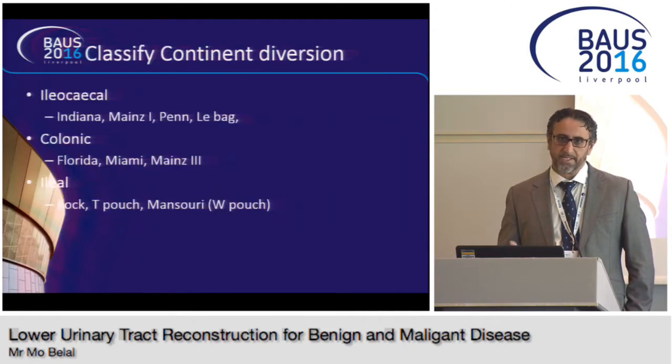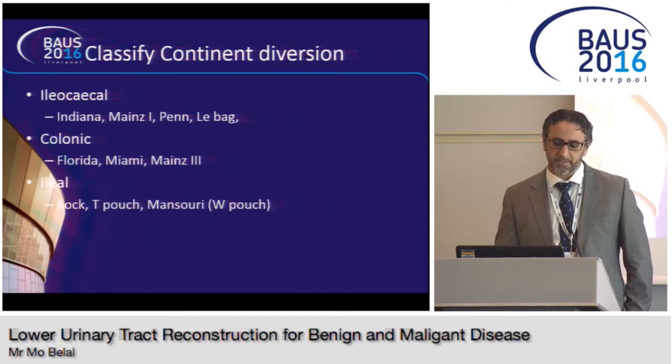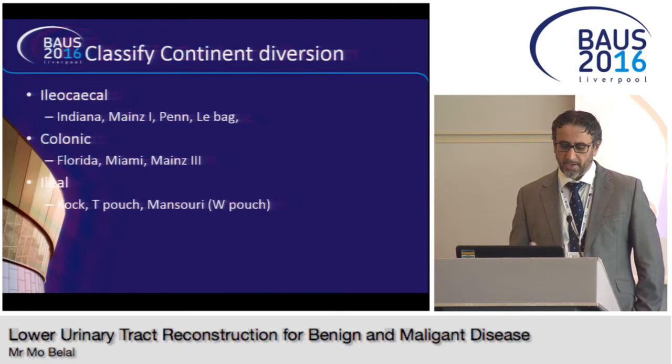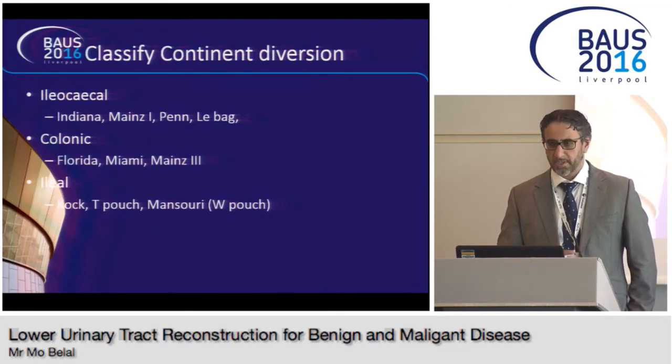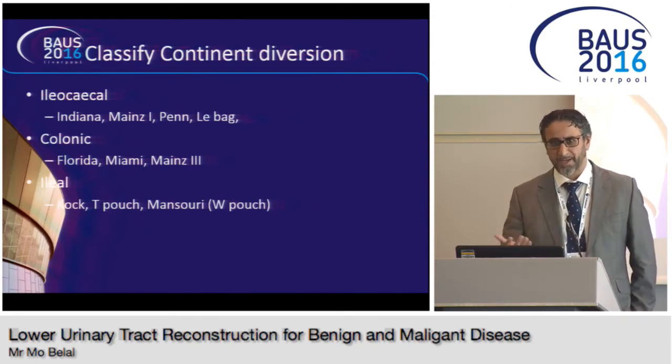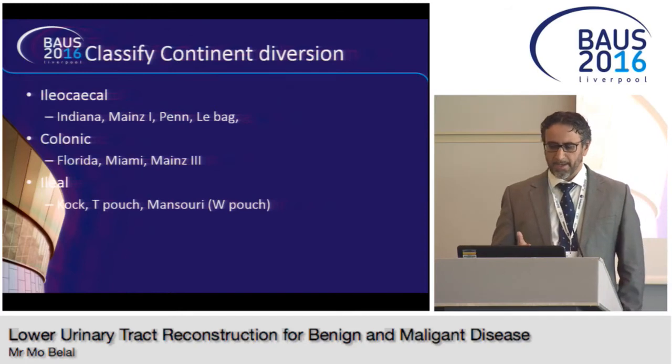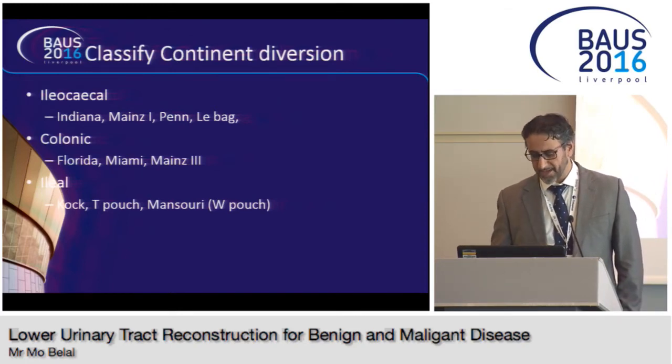So in terms of how to classify continent diversions, I think you can classify according to the type of bowel used. Obviously the Indiana and the Mainz pouch use the ileocecal segment. The Florida and Miami pouch tend to be colonic. And the Mainz 3 pouch is where you use a transverse colon, and that tends to be in irradiated patients. And the Ileal pouch, we've mentioned the Kock pouch, there's a T pouch, there's a Mansoura pouch. We could probably make up a pouch here today, and we could call it the BAUS pouch with a different configuration. But the principles nevertheless stay the same.